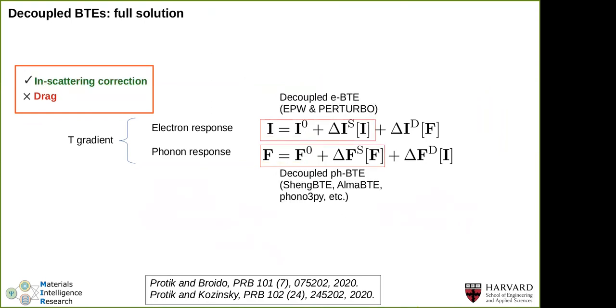Now, you can do better than that by adding this second term. You'd still be decoupled, so there will be no drag effect, but you'll be adding in the in-scattering corrections. It has become a standard nowadays to be able to solve the BTEs at this level. For electronic BTEs, you can use the EPW code or the Perturbo code to calculate the BTE at this level. And for the phonon BTEs at this level, you can use ShengBTE, ALMABTE, Phono3py, and there are many other codes that I'm not listing here.